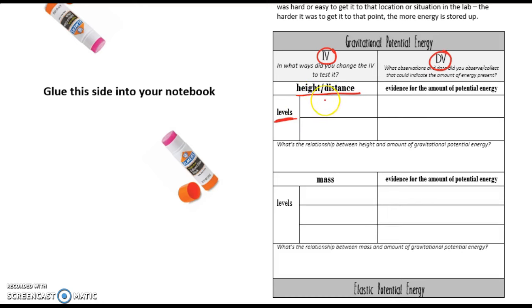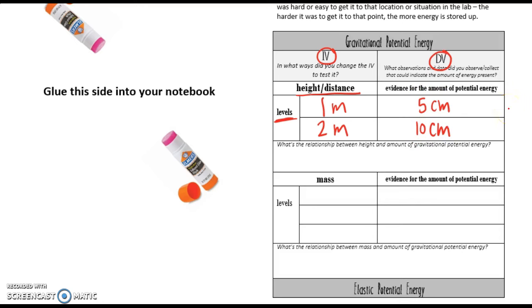So for this example, you're going to be working on that sandbox, and you're going to be dropping different weights inside of it. So maybe you're going to drop from 1 meter, and your other distance is going to be 2 meters. So the evidence for the amount of potential energy, in this particular case, you're going to either look at the diameter or the depth of the impact in the sand. So let's just make up some data here. Let's say this is 5 centimeters and this is 10 centimeters.